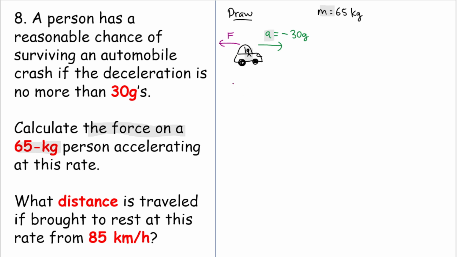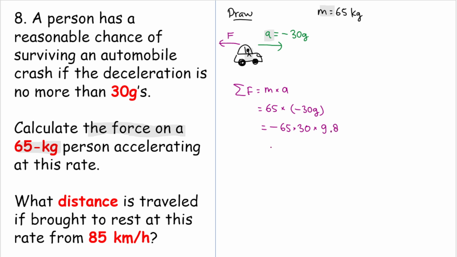So let's do it. So we'll have sigma F is equal to the mass times acceleration. And what is the mass? That will be 65 kilogram. And the acceleration is minus 30 multiplied by G. Okay. And so we'll have minus 65 multiplied by 30, and then what is G? G is 9.8 meter over second square.